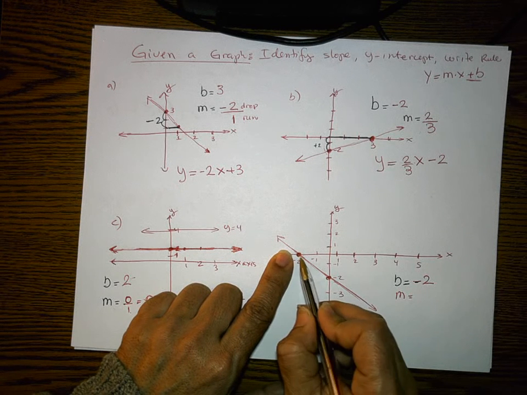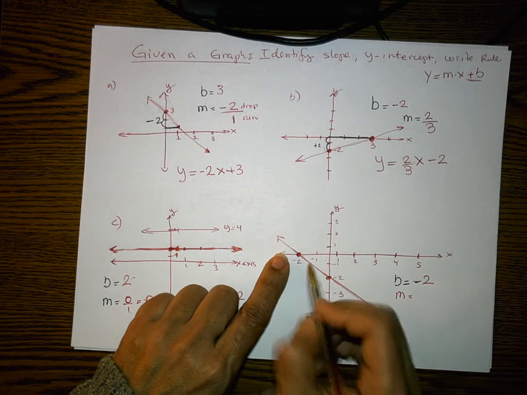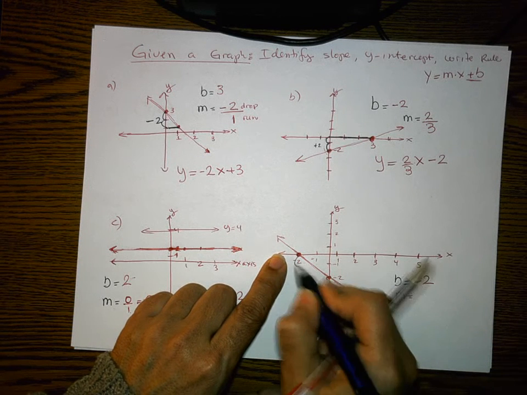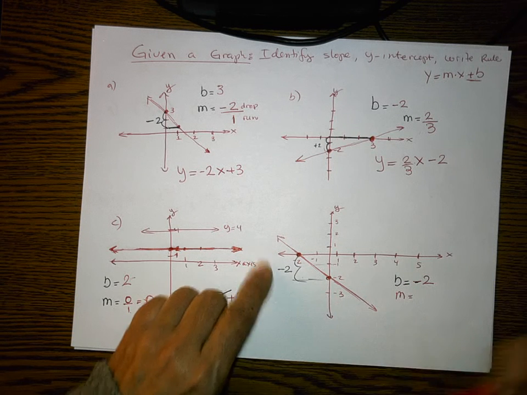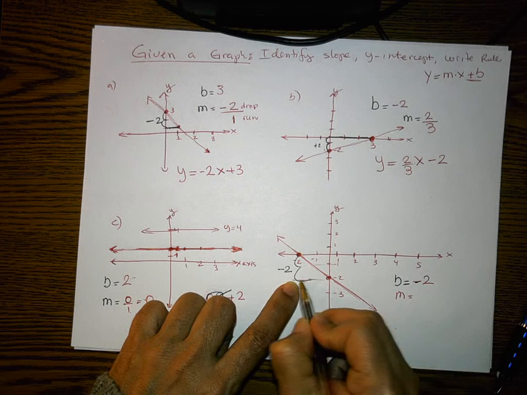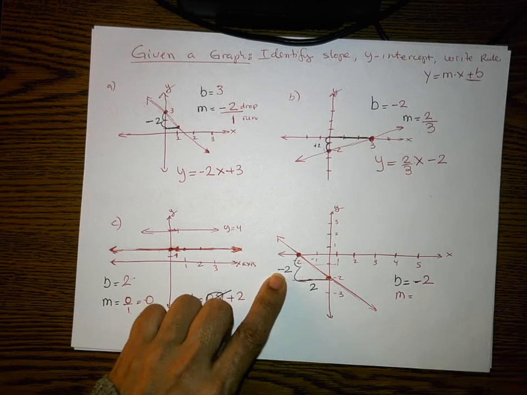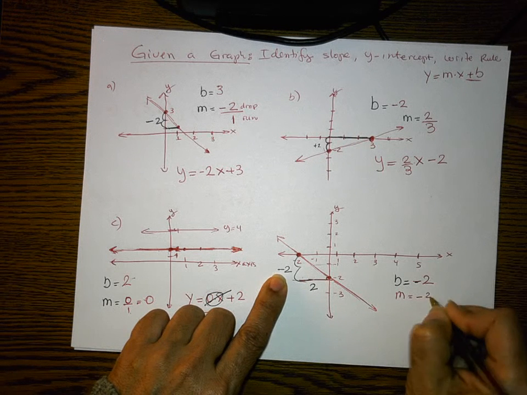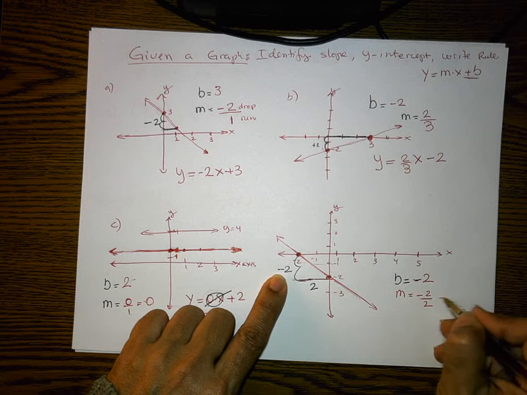It looks like I would have to drop 1 and drop 2. So I would have to drop 2. Let me show that here. I would have to drop 1 and then drop 2. But I will also have to run 1 and then run 2. There we go. So my slope is drop 2, run 2, and -2 divided by 2 is -1.